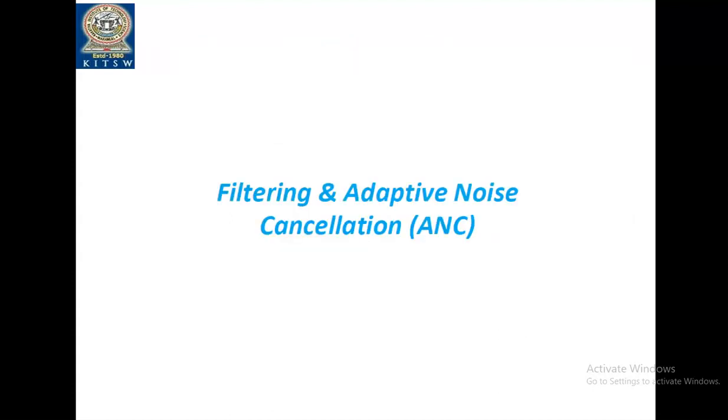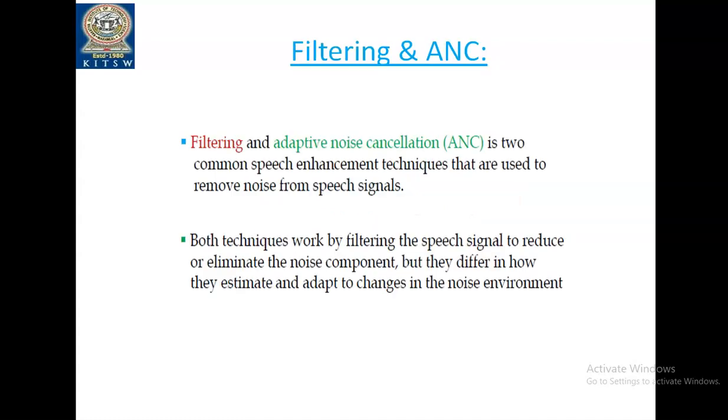Now coming to filtering and adaptive noise cancellation. These are two important methods for enhancing the speech quality, the way we have already seen for the spectral subtraction method. When you look back at the spectral subtraction method, we are subtracting the spectrums, the estimation of the noise spectrum from the noisy speech, in the spectral domain. Now let us see filtering and then adaptive noise cancellation.